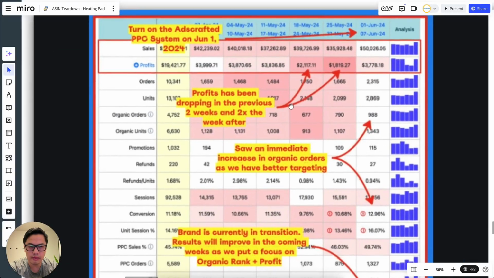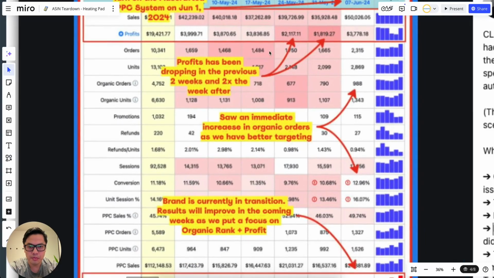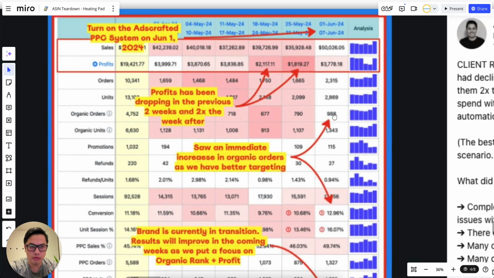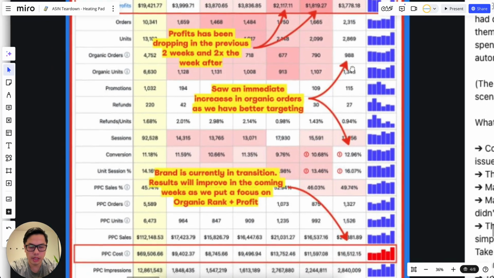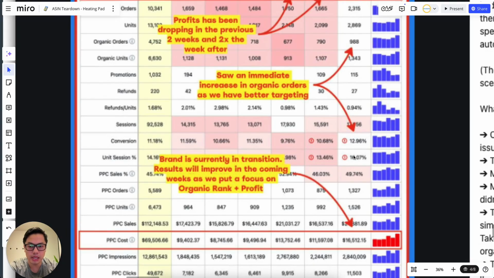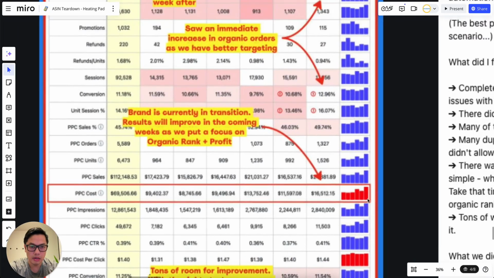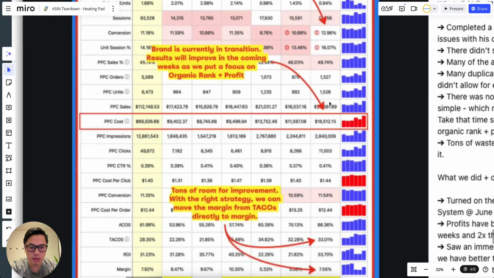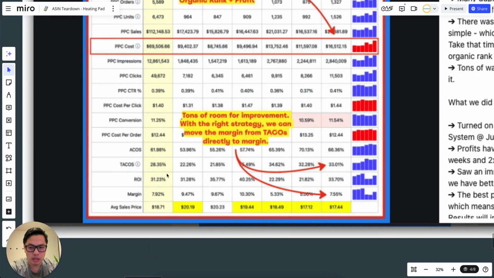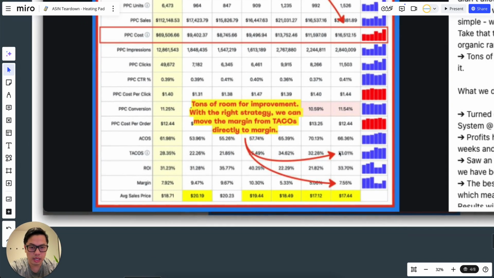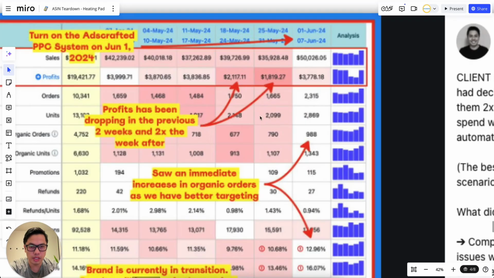So we have AdsCrafted on this one. We see organic orders get improved right away because we're spending money in the right areas. You'll also notice that we're actually spending more money, and organic orders went up. In this case, TACOS went up. However, so did margin. So there are still ways to improve this, but this is definitely getting improved in the right direction.